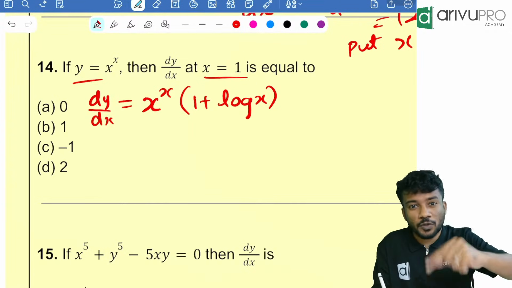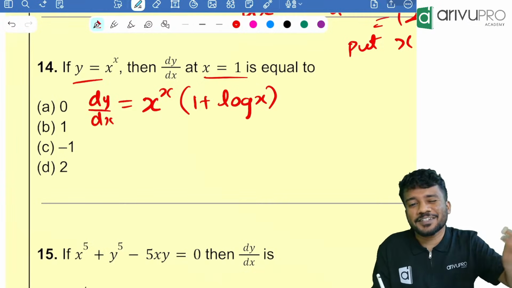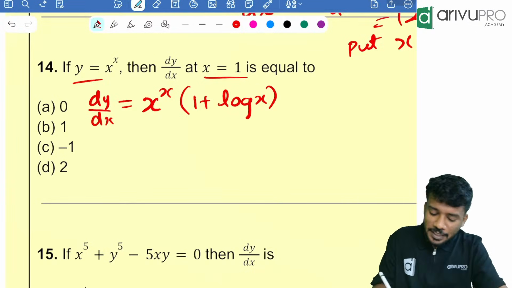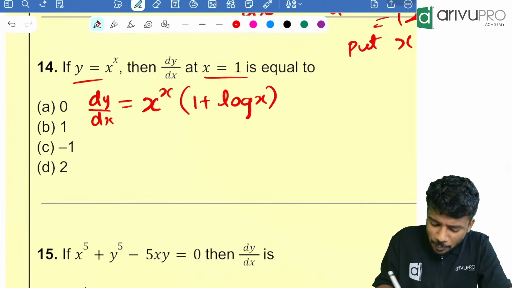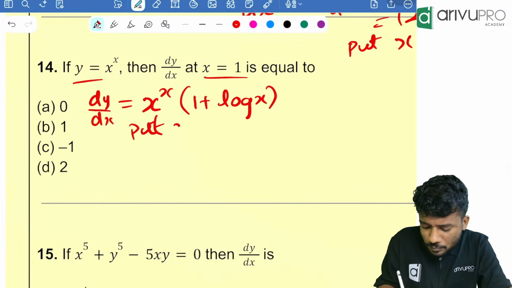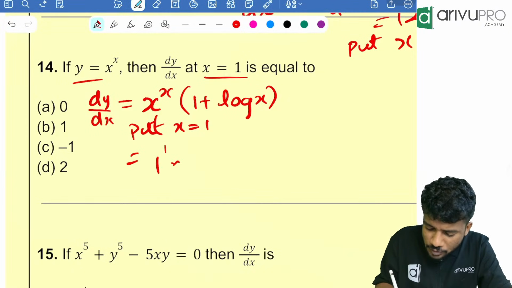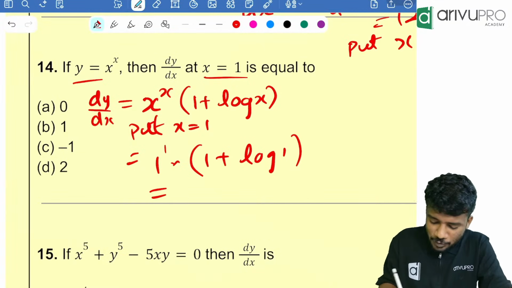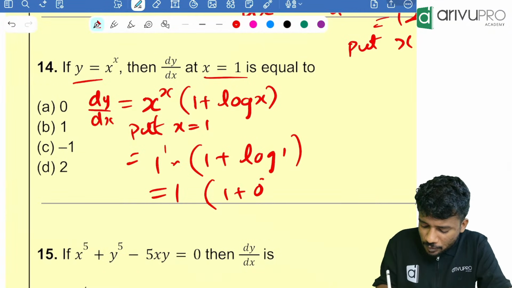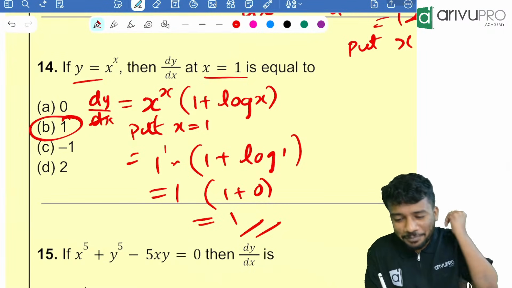I'll show you the shortcut in another question, if you don't know the general formula. So dy by dx is equal to x raised to x into 1 plus log x. Now put x is equal to 1. Which is equal to 1 raised to 1 into 1 plus log of 1. Log of 1 is what? 0. So 1 into 1 plus 0, which is nothing but 1. Option B is your answer. I hope that you got it.